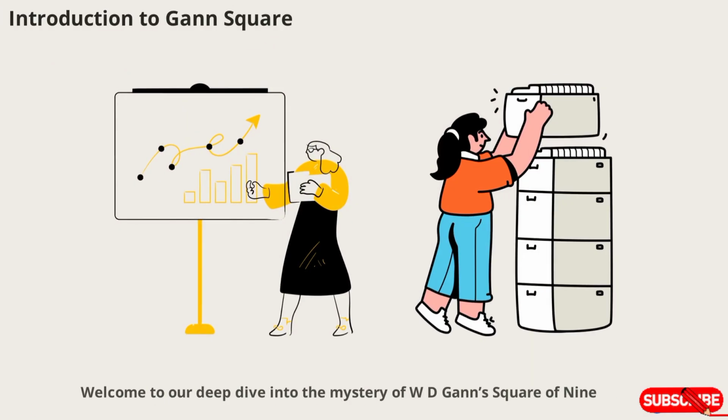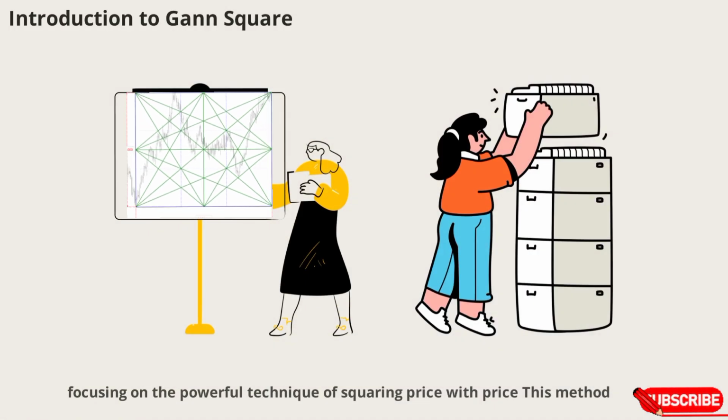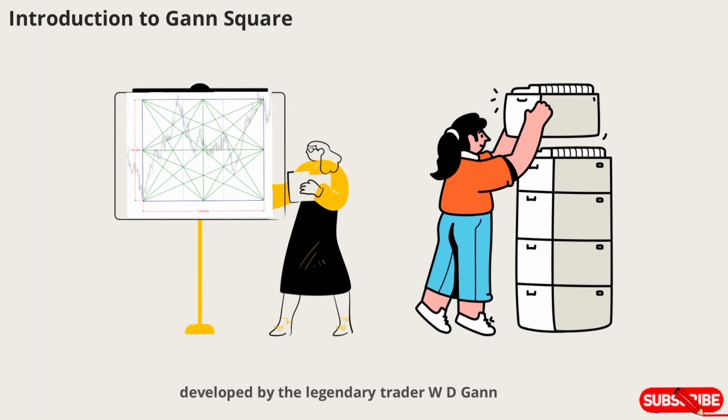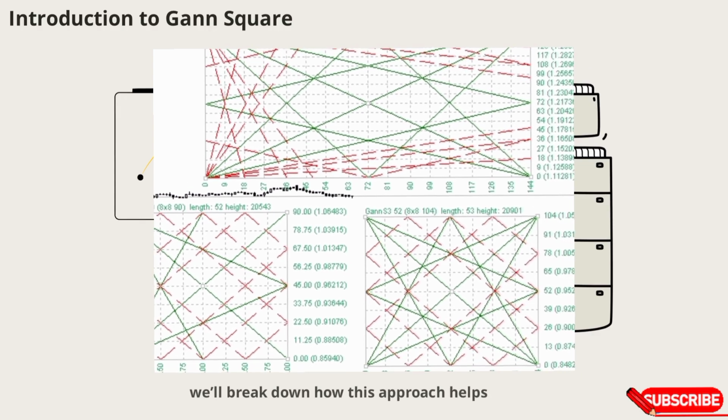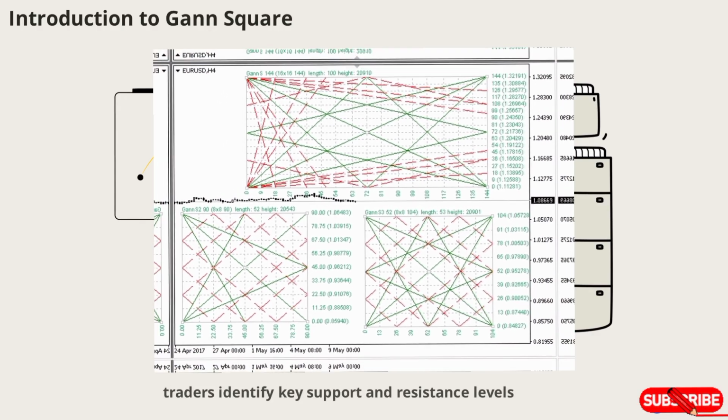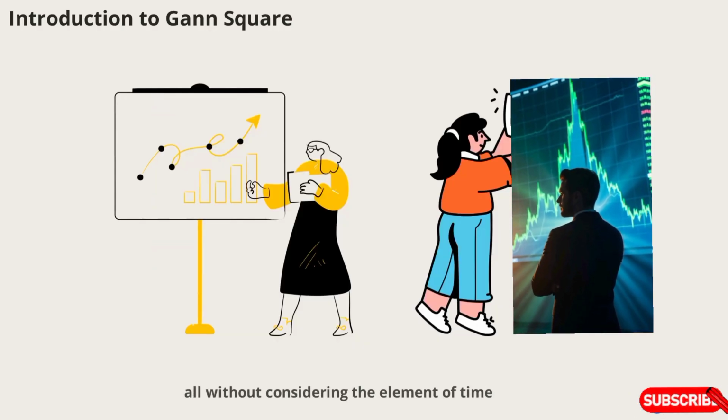Welcome to our deep dive into the mystery of W.D. Gann's square of 9, focusing on the powerful technique of squaring price with price. This method, developed by the legendary trader W.D. Gann, has fascinated market analysts for decades. Today, we'll break down how this approach helps traders identify key support and resistance levels, all without considering the element of time.